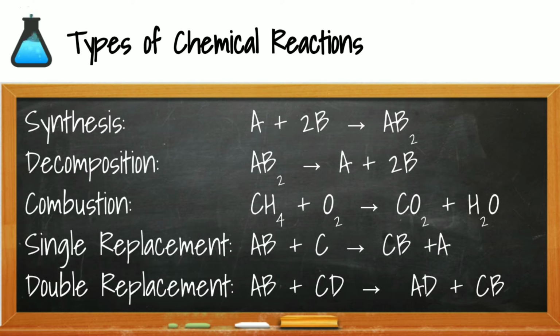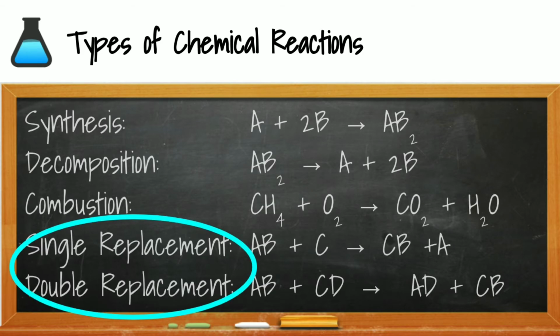Of the 5 types of chemical reactions, today we're going to focus on single replacement and double replacement reactions. In single replacement reactions, we begin with a compound and a single element. In a single replacement reaction, the single element switches with one of the elements in a compound, leaving a new single element. In a double replacement reaction, we begin with 2 compounds, but the elements within the compound switch, creating a new combination of compounds.